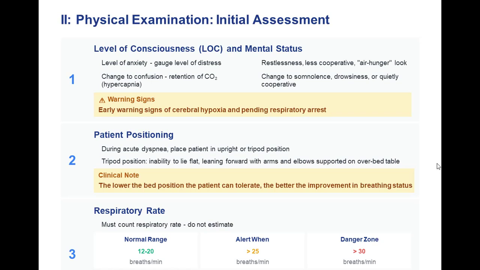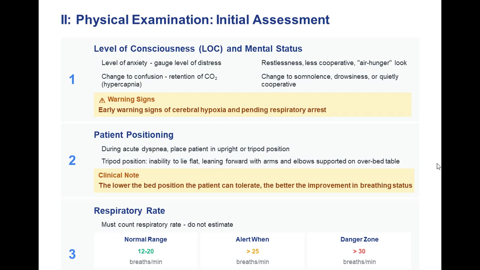Second is patient positioning. Patients in acute dyspnea will instinctively adopt an upright or tripod position, leaning forward with support, because this maximizes chest expansion. A key clinical note is that the lower the bed position the patient can tolerate, the better their breathing status. This is a simple but vital assessment for tracking improvement.